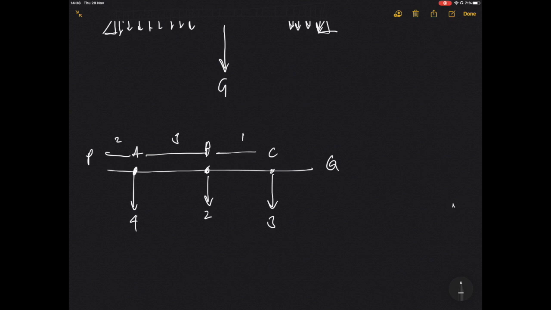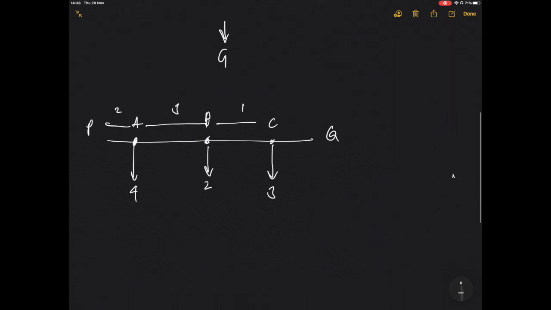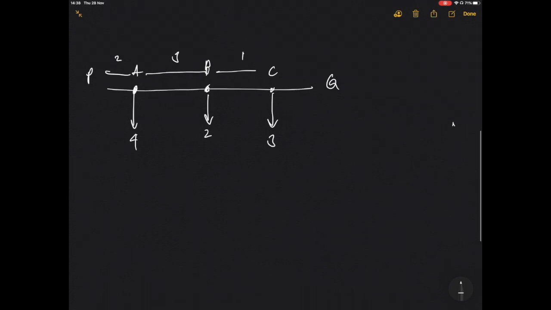It's not to scale at all. So what we're trying to do is work out what the average of all these are. So we need to work out maybe the average distance and the average weight. So how do we do this? Well, we have to talk about moments now.